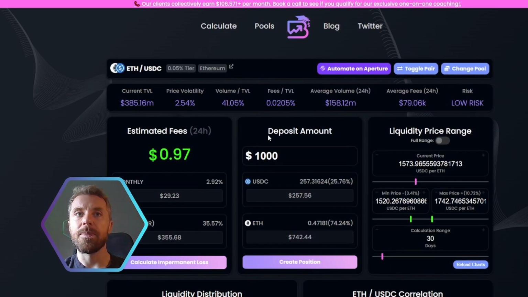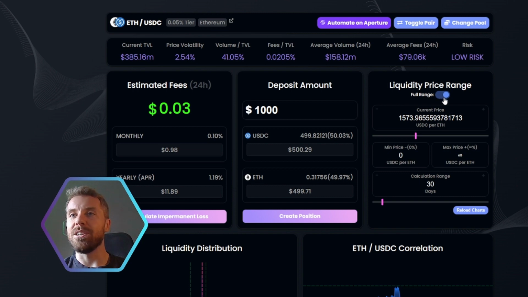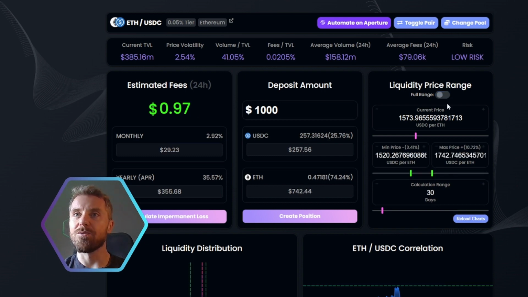Now, if we scroll back up, we can see that through this position here of $1,000, over the next month of holding this, we will gain 97 cents every single day. Let's take a look at what it would have been like if we used the entire range and we did not concentrate our liquidity. Same position, $1,000 ETH USDC pool, we would have only gotten 3 cents a day over the next 30 days. So this is a really cool tool here.